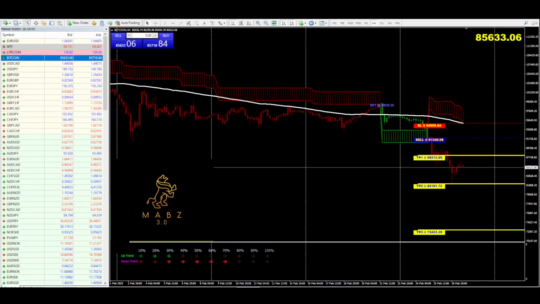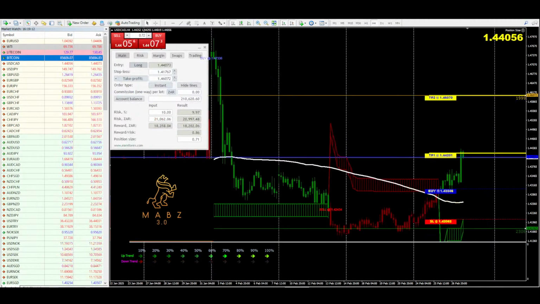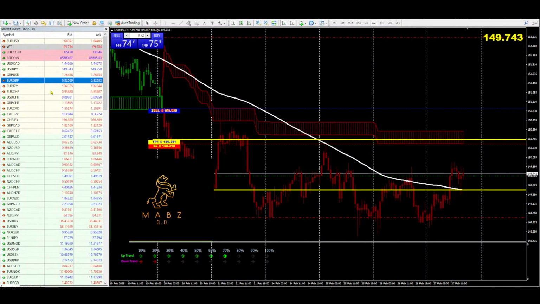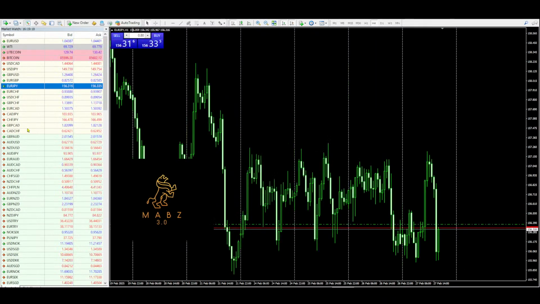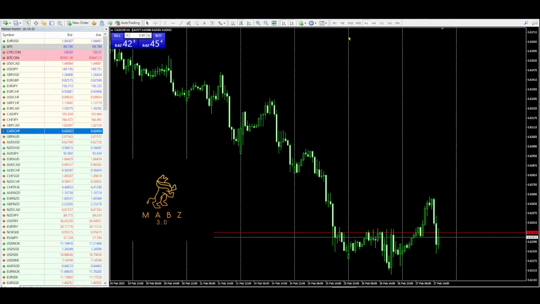Somebody's asking which is the best way to draw a trend line. Let me see if I can. Before I go, let me open up a chart where I didn't do anything.